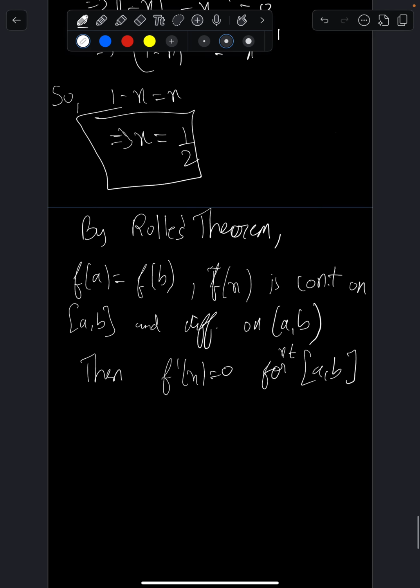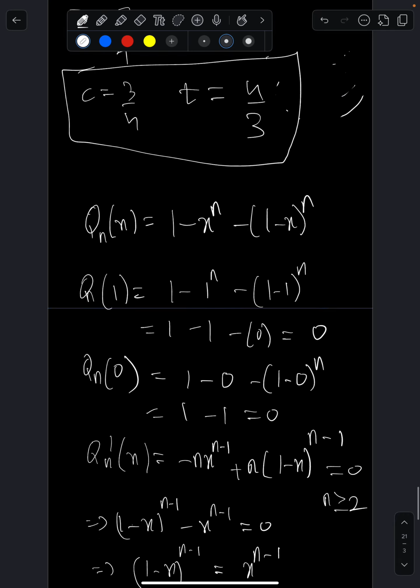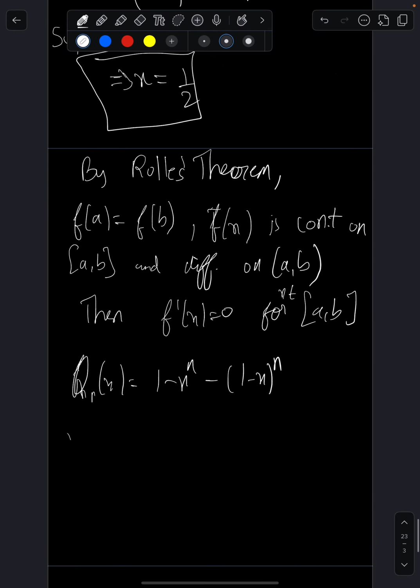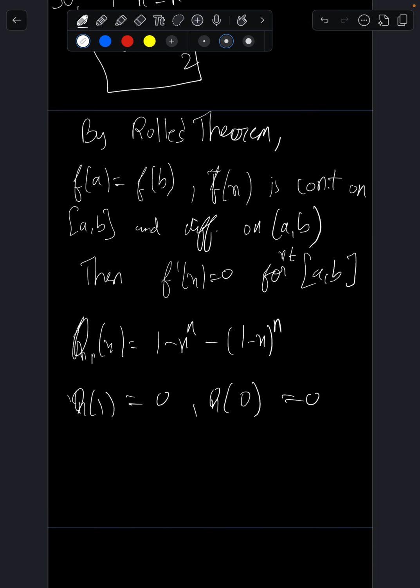Now for Rolle's theorem, our equation Qn of x is 1 minus x to the power n minus x to the power n. Now we know that Qn of 1 is 0 and Qn of 0 is 0. So f of 0 is equal to f of 1. So by Rolle's theorem, f prime of x will have a 0 and x will belong to 0, 1.